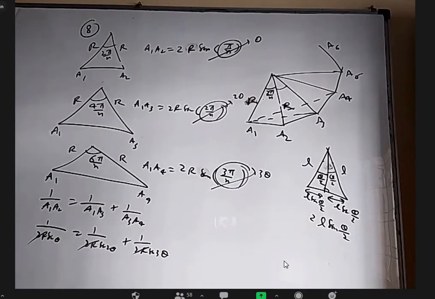Sir, yes, please. It's 1 by A1A2 equal to 1 by A1A3 plus 1 by A1A4. It's A3A4, I wrote A1. Is it okay? Yes, sir. Okay, thank you. So I'll cancel 2R. I'll get this. Somehow I have to solve theta from here.